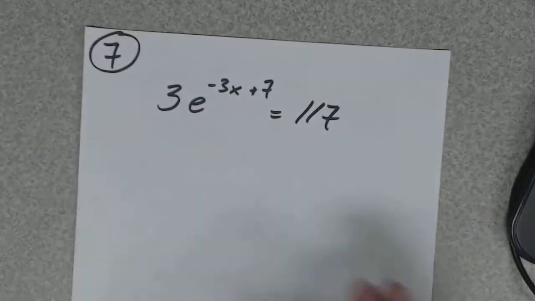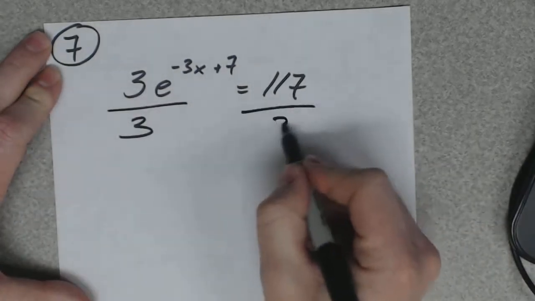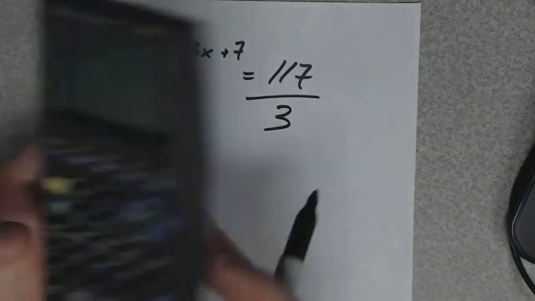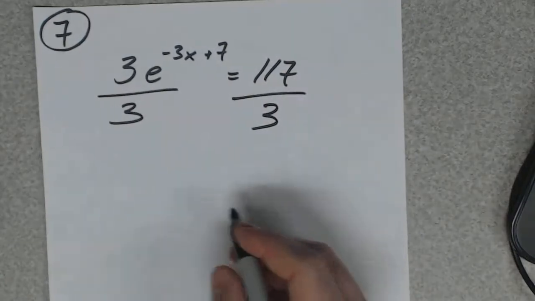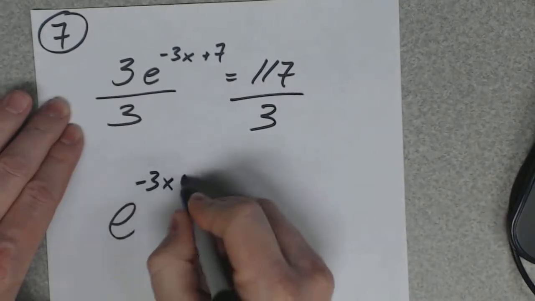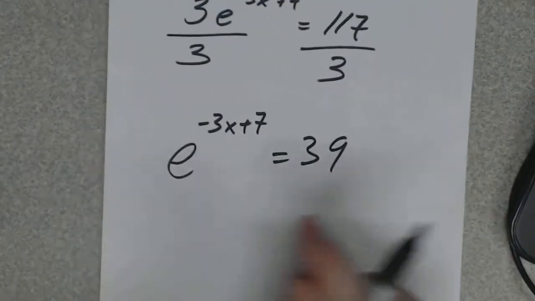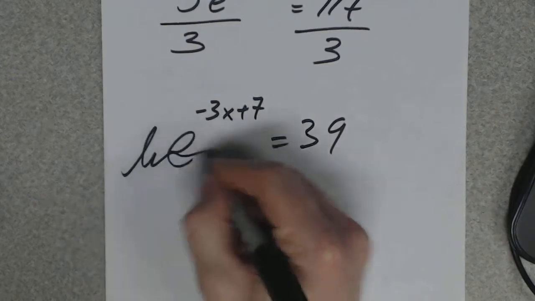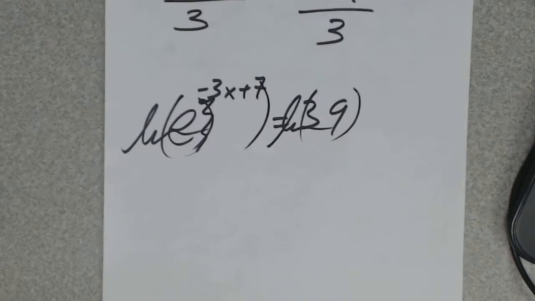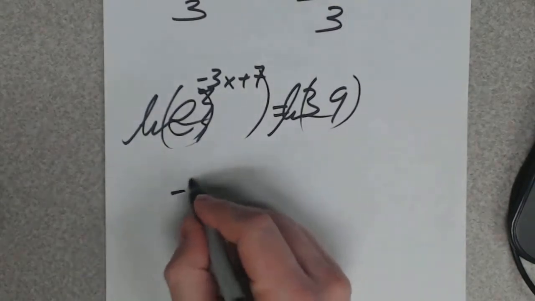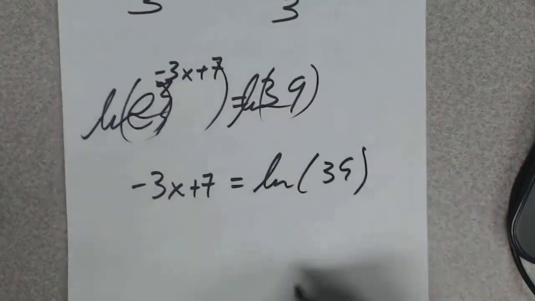And number 7 seems to be like the same question. Let's just try it again. Divide by 3. Is that 39? 117 divided by 3. Yeah, it's 39. So e to the negative 3x plus 7 equals 39. And you remember how we get rid of the e? Take the natural log of both sides, right? So if I take the natural log of both sides, I know that's really sloppy. Anyways, it kills off that. Negative 3x plus 7 equals the natural log of 39.